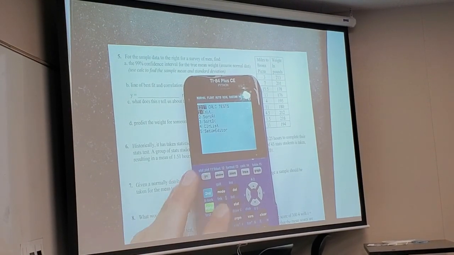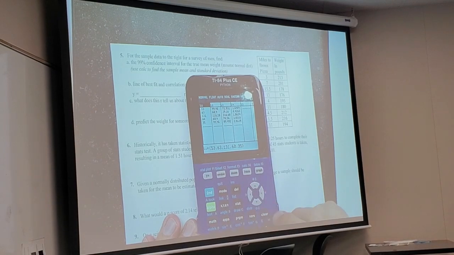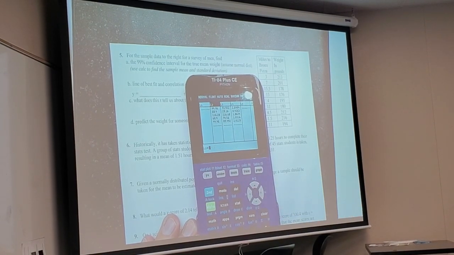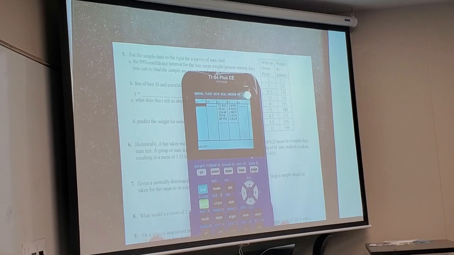So let's all do some fun stuff. Let's all put data in. Data entry. The best thing we ever created.